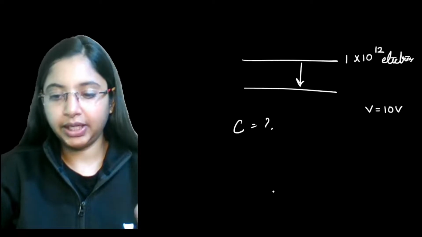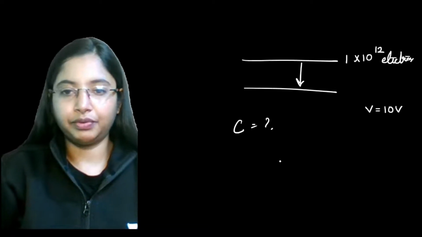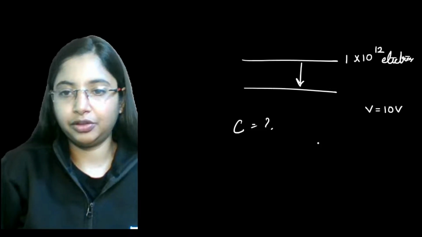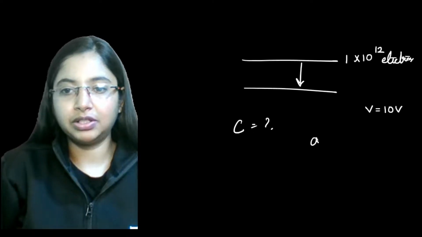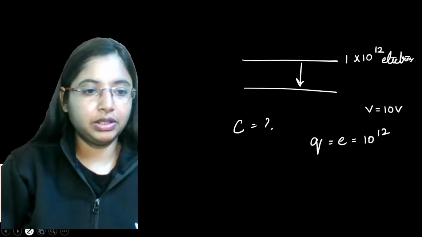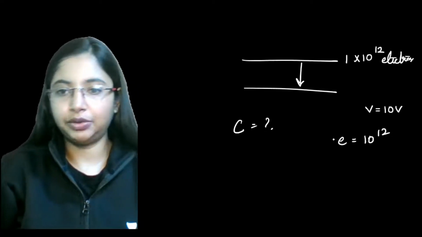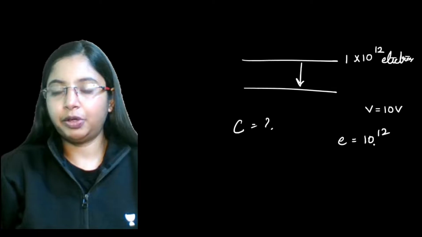Okay, you can actually find the capacitance value very easily. All you have to do is, in this case we know how many electrons are going. That gives you the charge. Electrons in this case is 10 to the power of 12 electrons. From here, we know the value of the electron charge. You can take it as 10 to the power of 12 electrons are given.